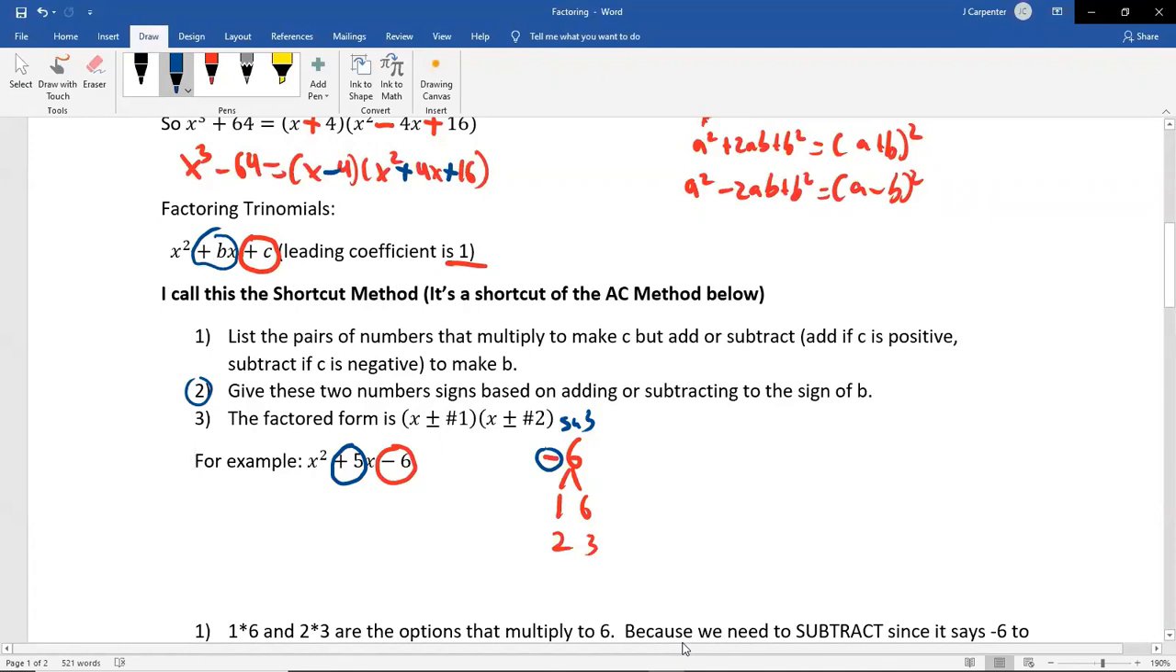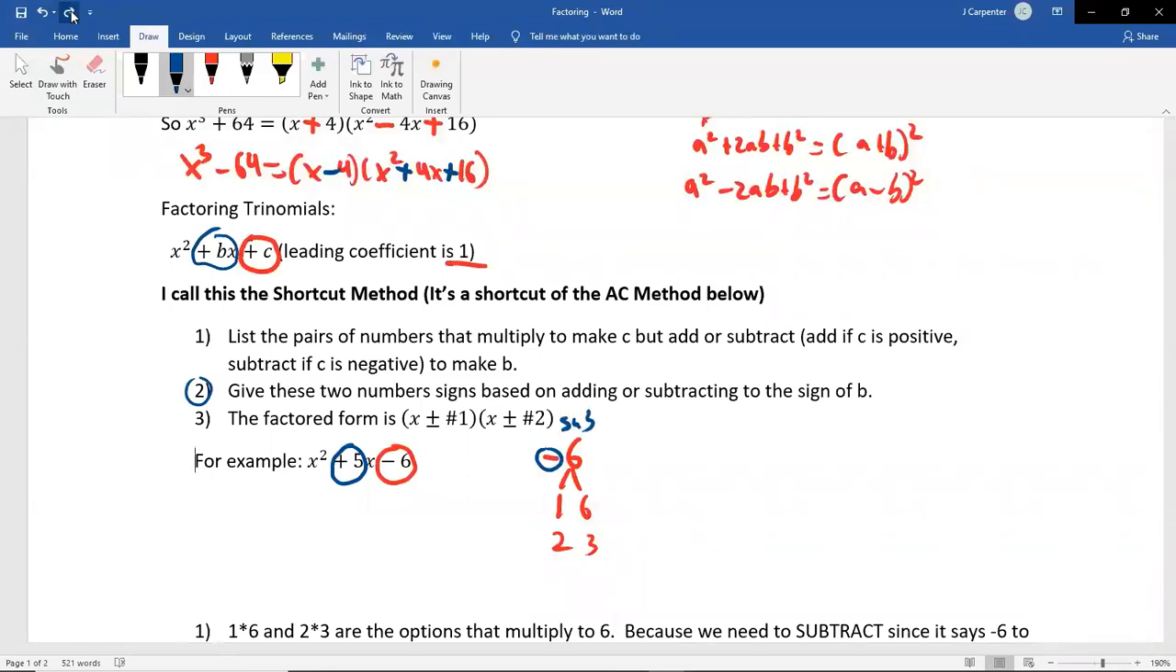All right, so we're trying to make a positive 5, but the product has to be negative. If I choose 6 and 1 to make a 5, I'd have to have opposites, positive 6 and negative 1. So that's out. 2 and 3, you know what? I was looking at a plus sign, excuse me. I was looking at something else. I was looking at this when I said that, pardon me. That's what I don't like about this teaching method.